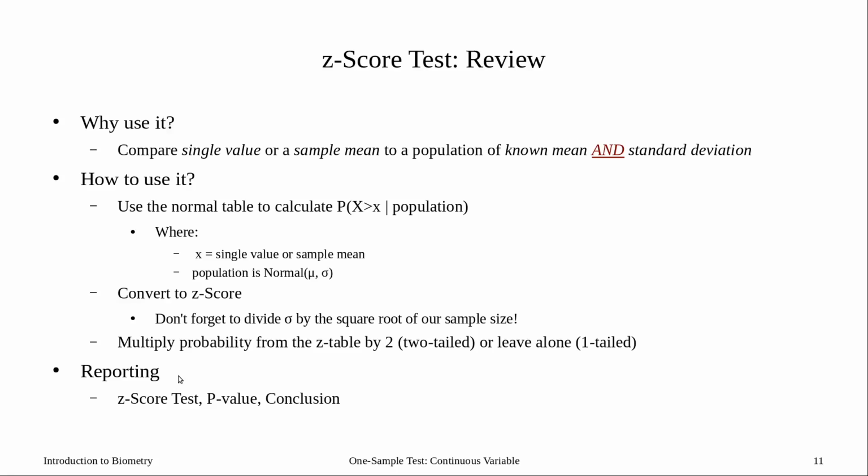When we do this test, we are going to report that we did a z-test, we're going to report our p-value, and we would report our conclusion. Our conclusion would be if our p-value is less than 0.05, then we reject our null hypothesis, and we go back to our biological question. Either there is a difference, or our sample is larger than the mean, or our sample is smaller than the mean, and so forth. If our p-value is greater than 0.05, then we fail to reject our null hypothesis. There's no difference.